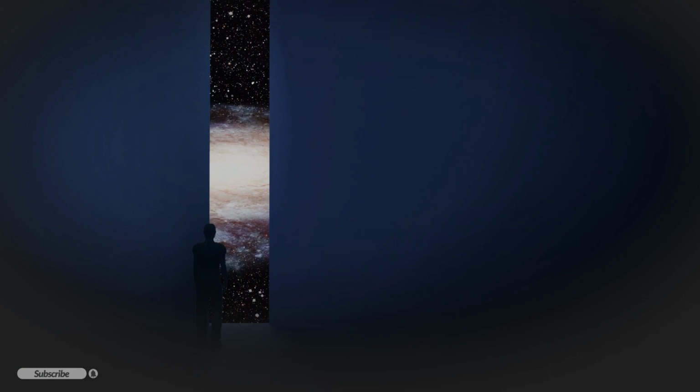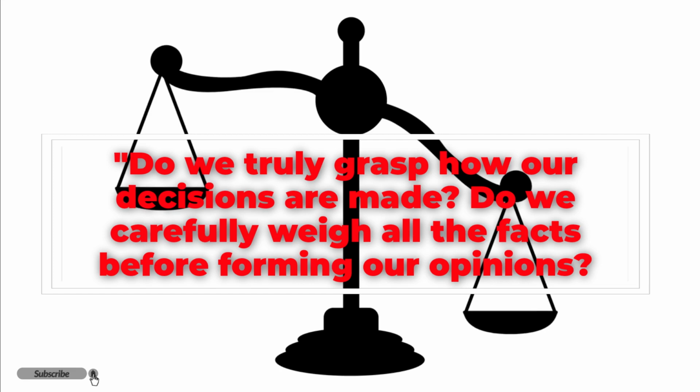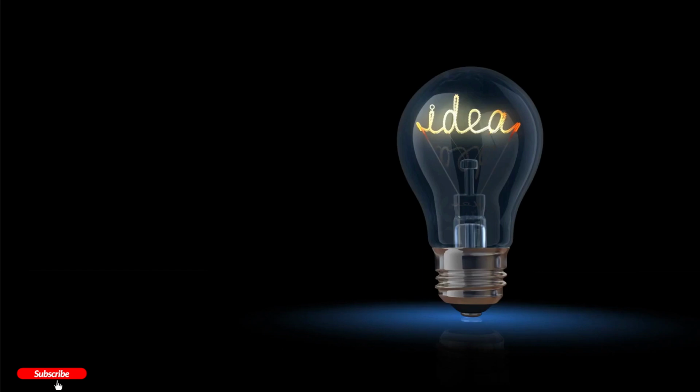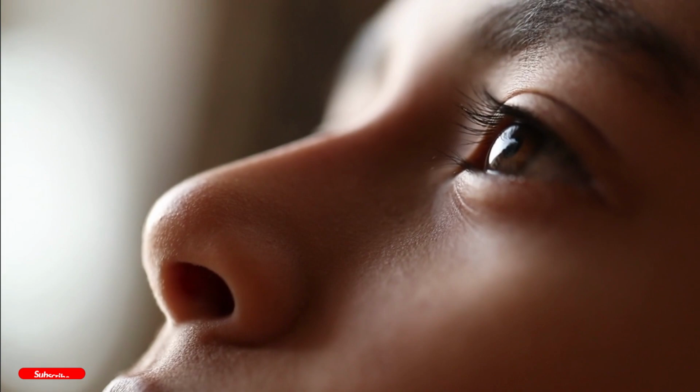Do we truly grasp how our decisions are made? Do we carefully weigh all the facts before forming our opinions? These questions will be explored in depth within the pages of this book. This book summary is your gateway to unraveling some of life's most profound questions. Within these pages, you'll encounter 13 enlightening concepts that shed light on the inner workings of the subconscious mind.